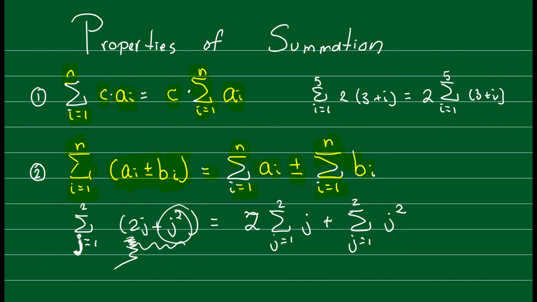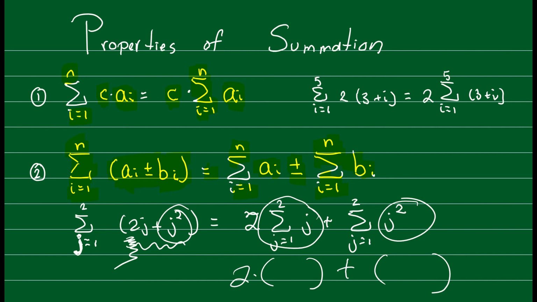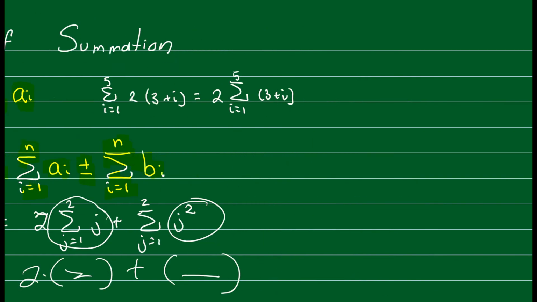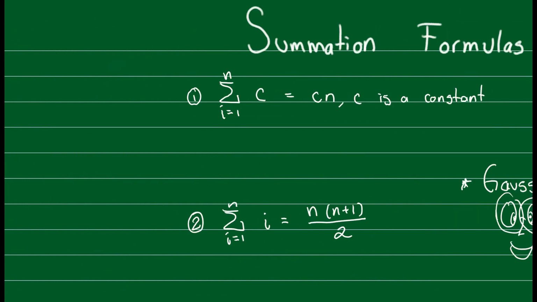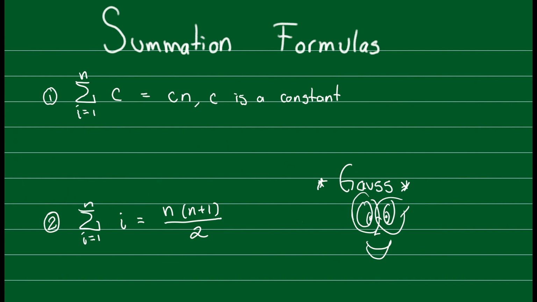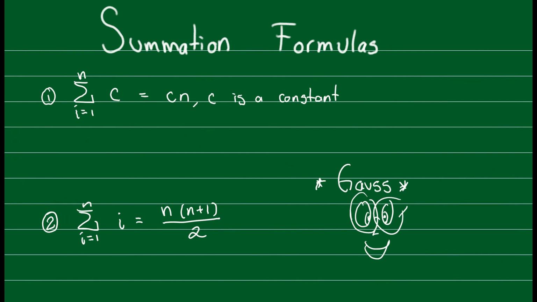So this way we can break up functions into smaller parts that we can actually find a summation. If I know what this is equal to, then I can write 2 times that. If I know what this is equal to, then I could write plus that summation. All right, in total, this is how we're going to be doing it. So there are some formulas that you need to memorize to be able to simplify your problems. All right, and ta-da, these are your summation formulas.